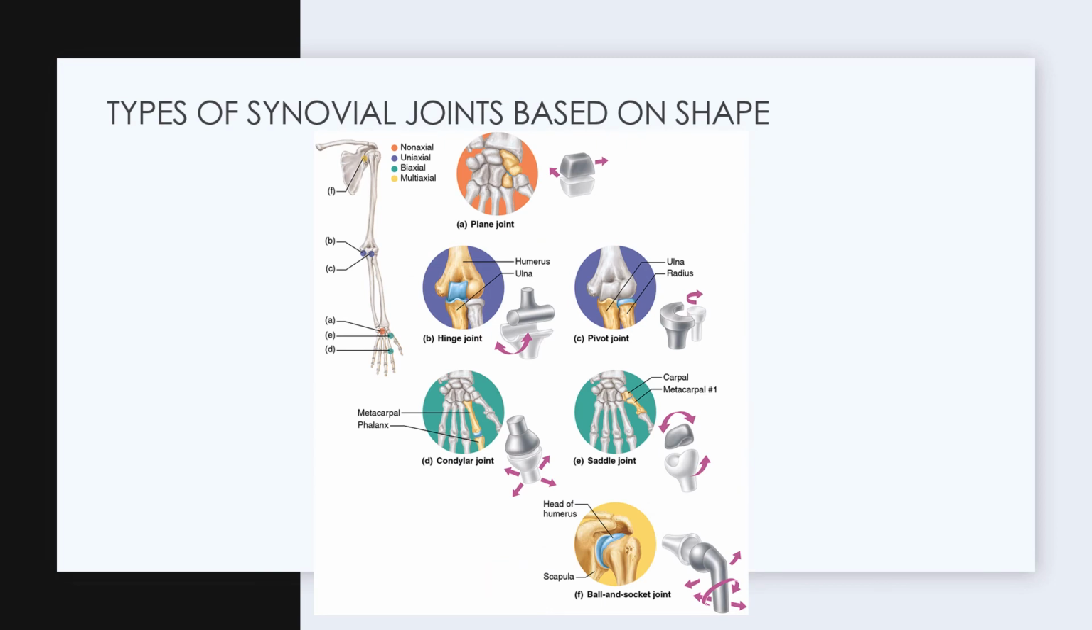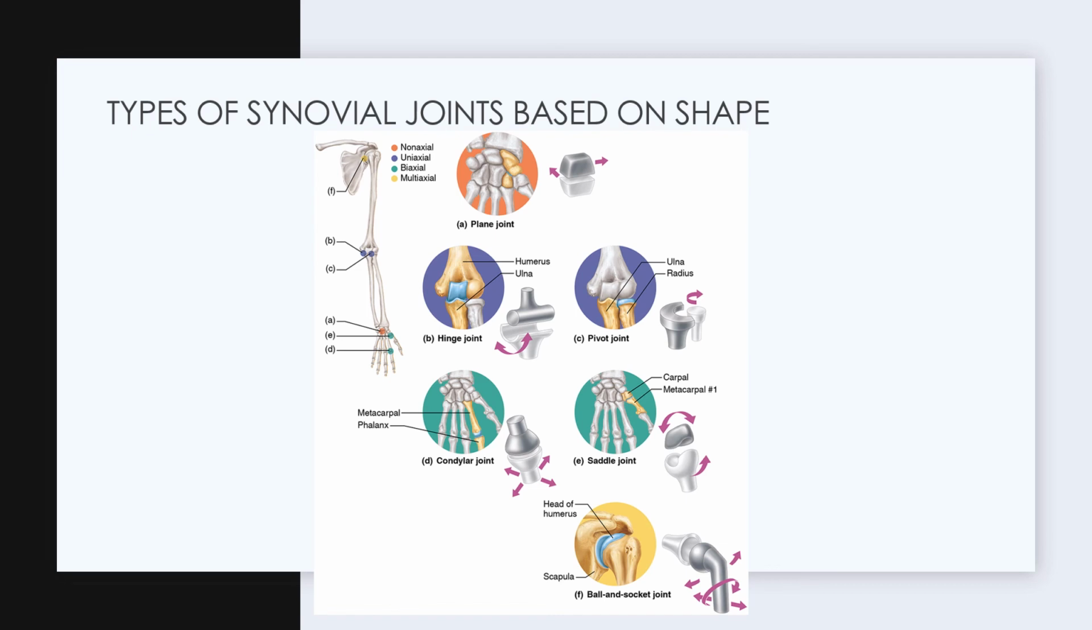So let's talk about some synovial joints based on shape. So we have the plane joint, can be seen in figure A. The articular surfaces are essentially flat, and only short slipping or gliding movements are allowed. So these are non-axial movements. That is, they just glide back and forth. There's no rotation. So the intercarpal joints of the wrist are the best example of plane joints.